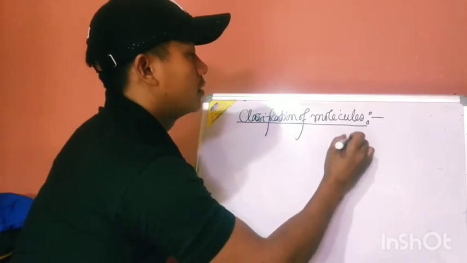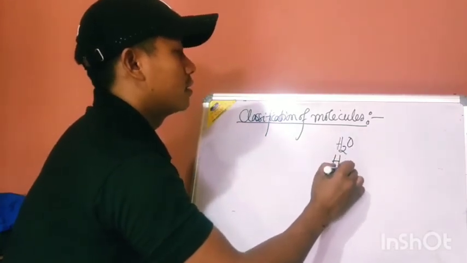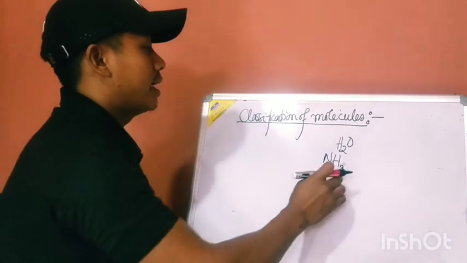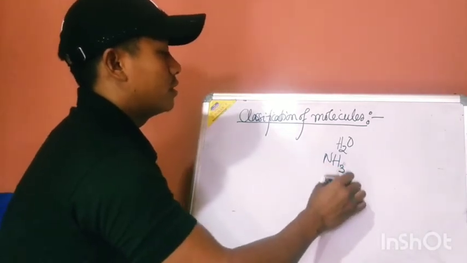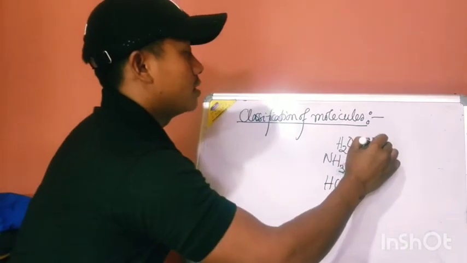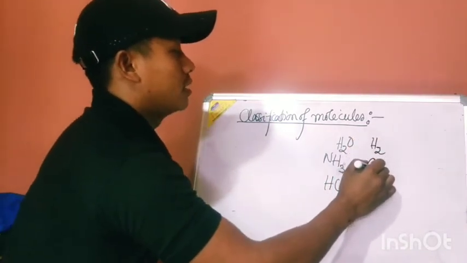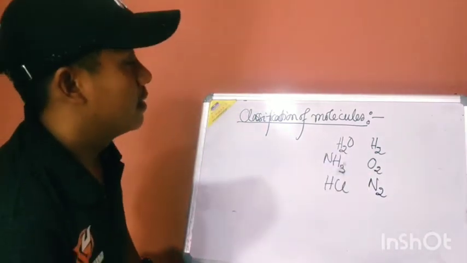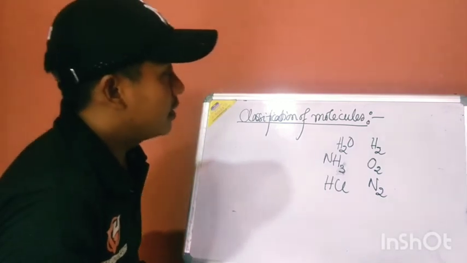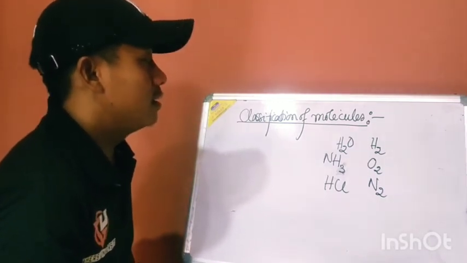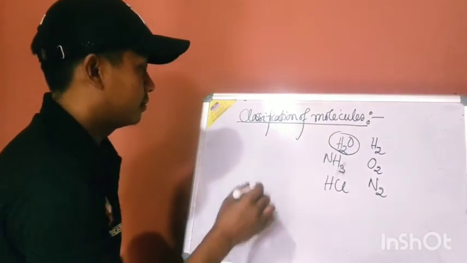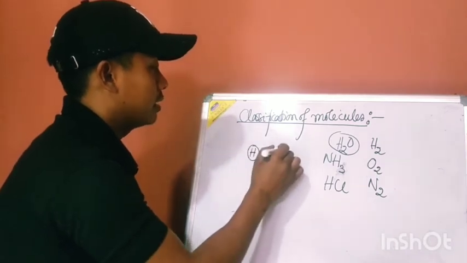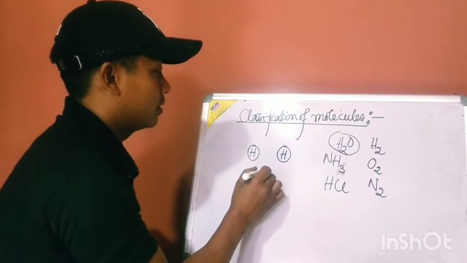Water molecule, ammonia, NH3, then hydrochloric acid, HCl, then let us take hydrogen, oxygen, nitrogen, chlorine, etc. Let us take the example of water. In a water molecule, there are two hydrogen atoms arranged like this, and one oxygen atom.